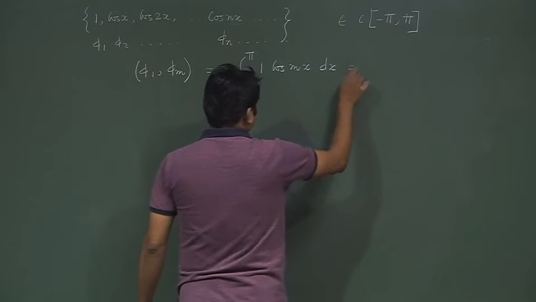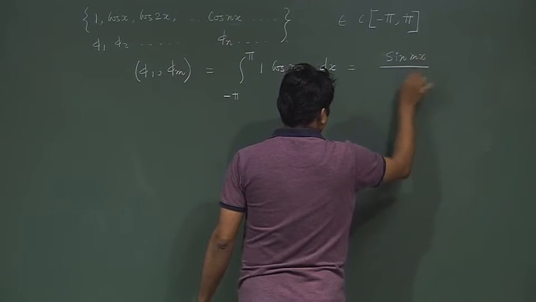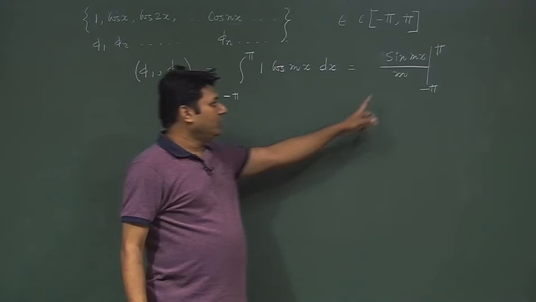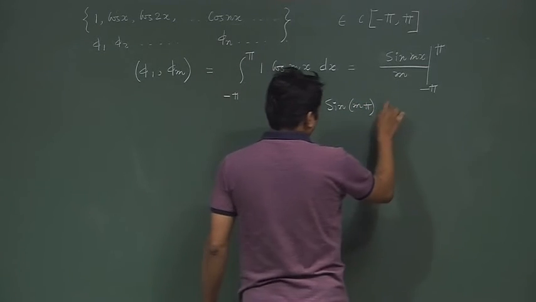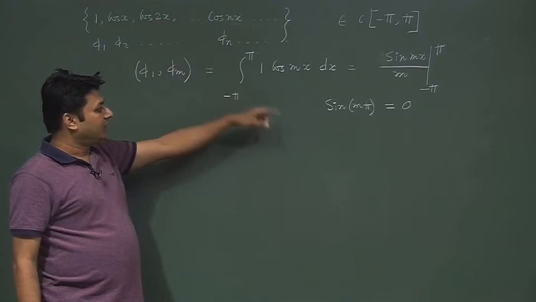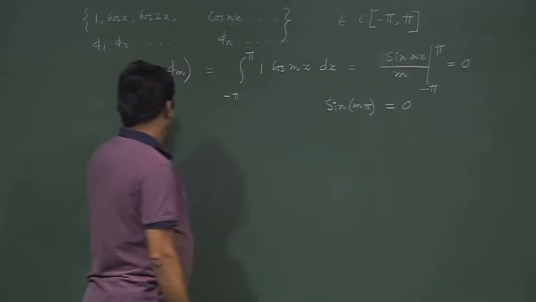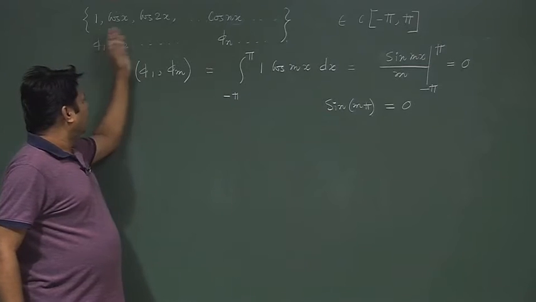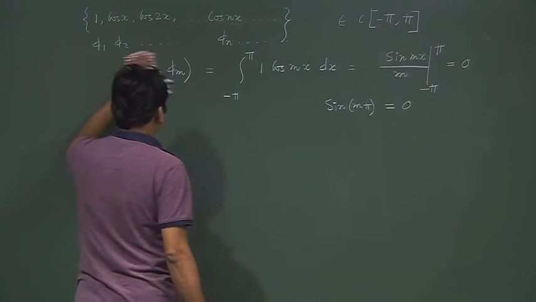What is the value of this? The integration of cos mx is sin mx divided by m with limits minus pi to pi. Now, we know that sine of m pi is always 0, where m is an integer. Here 1, 2, 3, 4, 5, 6, all these things are integers. So, if I put m as an integer, then this quantity is nothing but 0. So, that means phi 1 and phi m are orthogonal to each other. Whatever m you take, it will always remain orthogonal. Now, because this is 1, that is why I need to do it in this way.